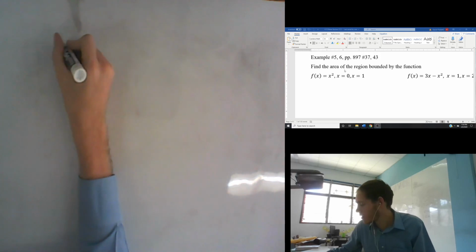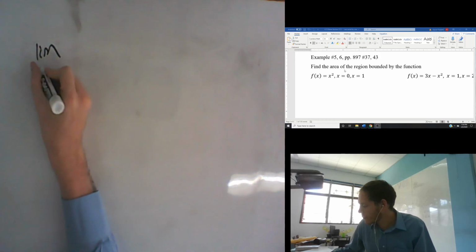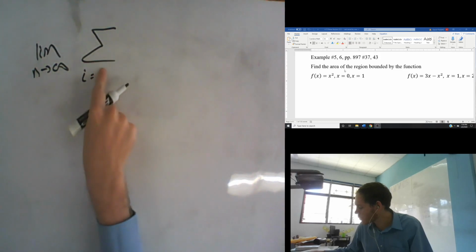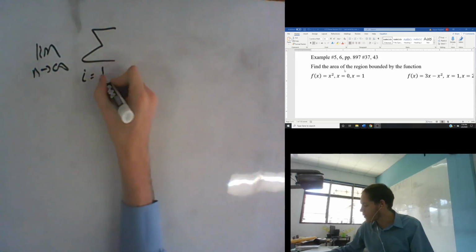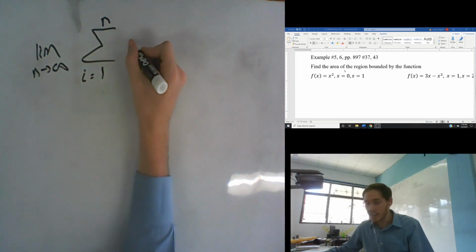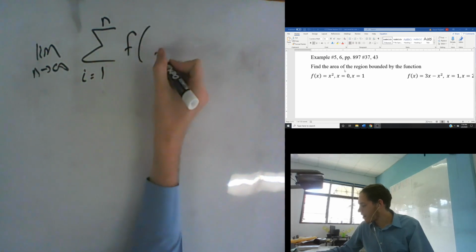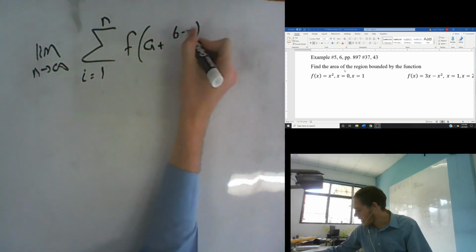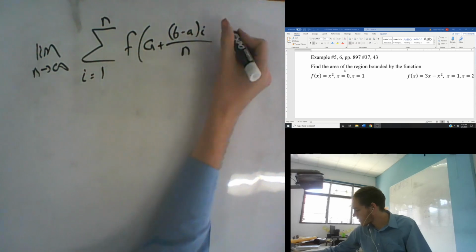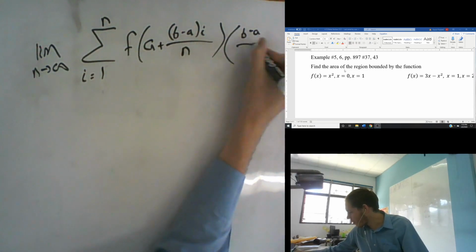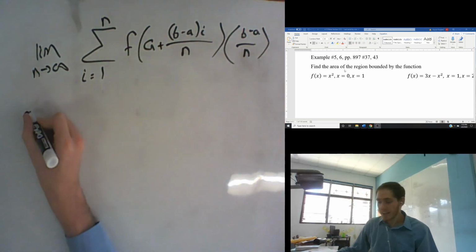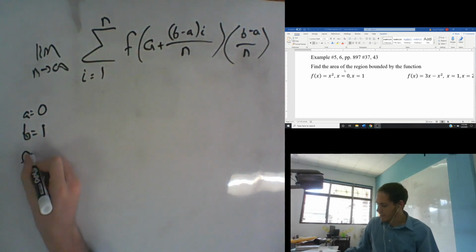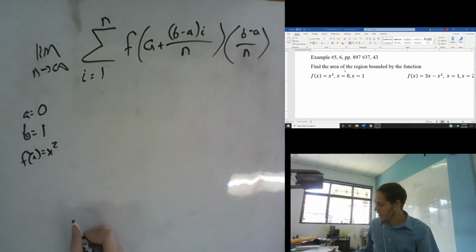So, we're going to start with the limit as n approaches infinity of the sum from i equals 1 to n of f of a plus b minus a times i over n, times b minus a over n. They gave us that a equals 0 and b equals 1 and f of x equals x squared. Okay, so let's plug it in.